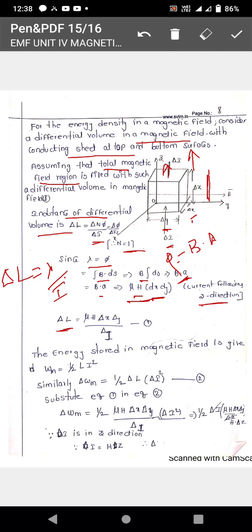Therefore, delta L, the inductance of the differential element, equal to mu H delta x delta y by delta I. Make it equation 1. The energy stored in magnetic field, already we know, is half L I square or half lambda I. Similarly, delta Wm, the energy stored in the differential volume element, equals 1 by 2 delta L delta I square. Make it equation number 2. Substitute equation 1 in equation 2, and terms cancel each other. Then delta I equal to H into delta z.